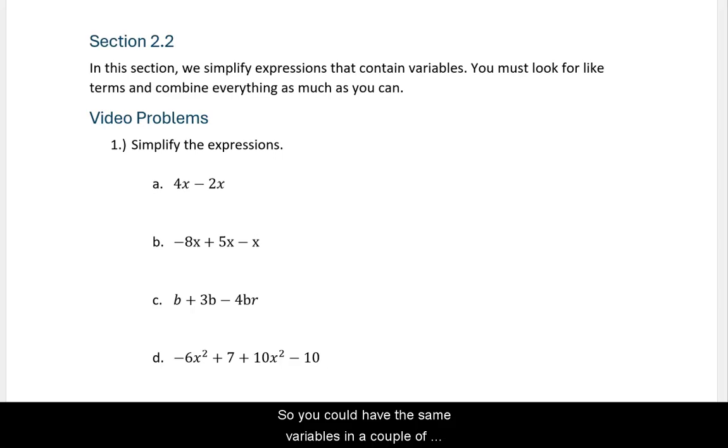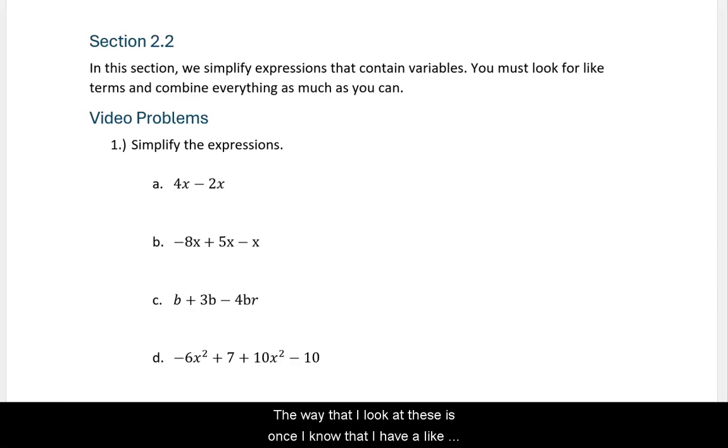So you could have the same variables in a couple of terms, but if there's something else connected to it, another variable, they would not be able to be combined. And so I will show you that as we go through these. All right, so for the first one, I have 4x minus 2x.